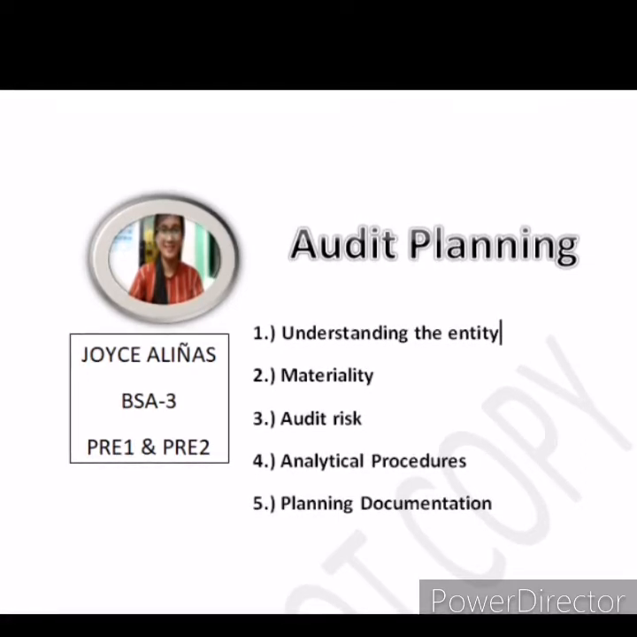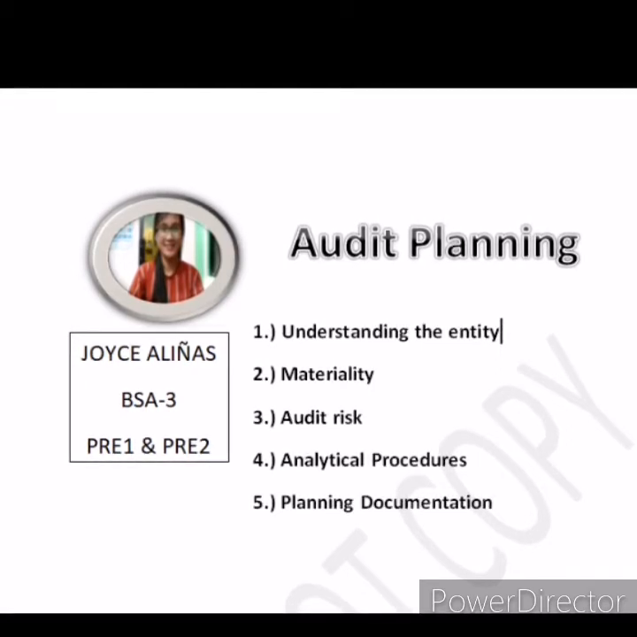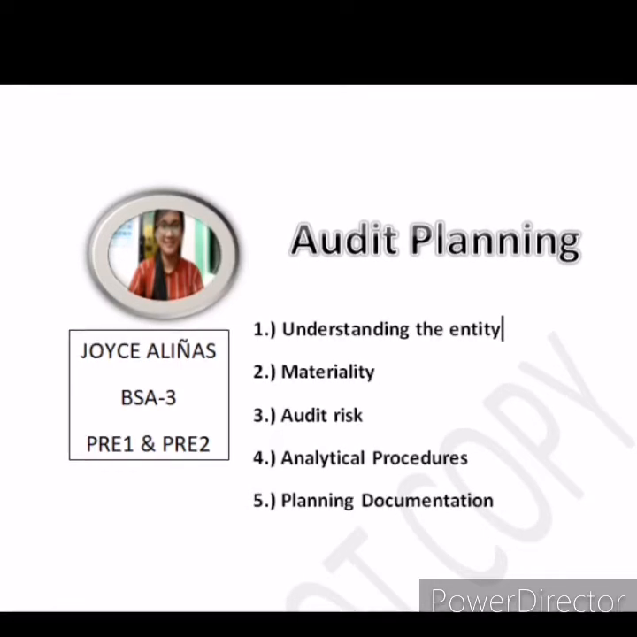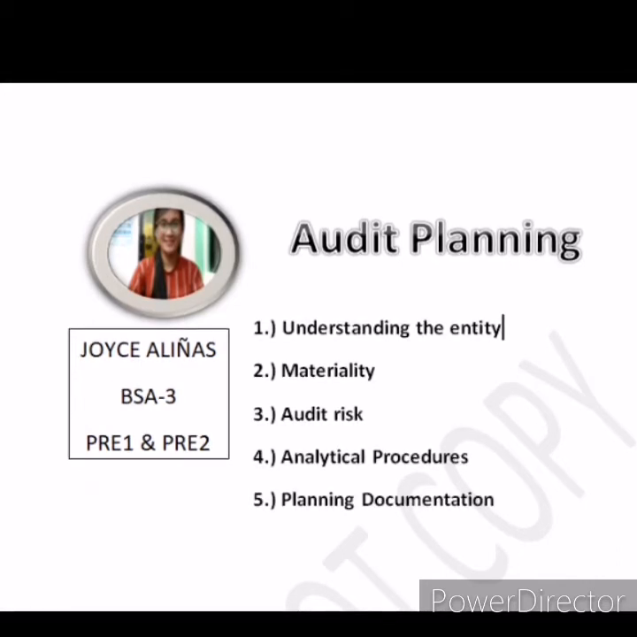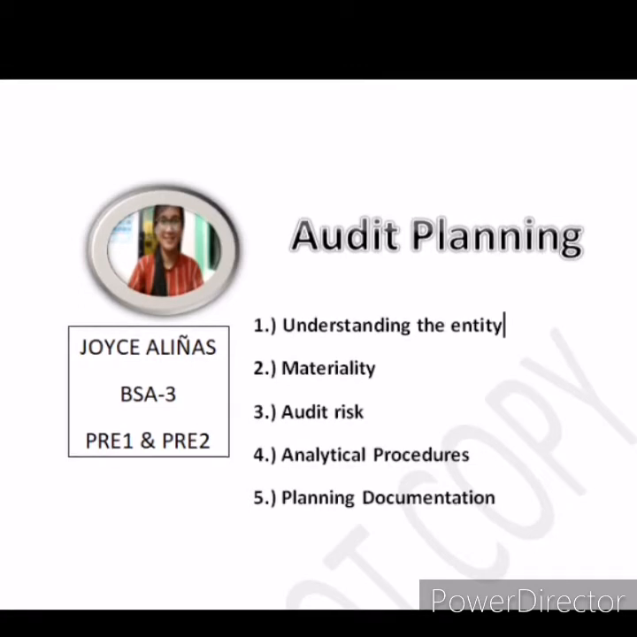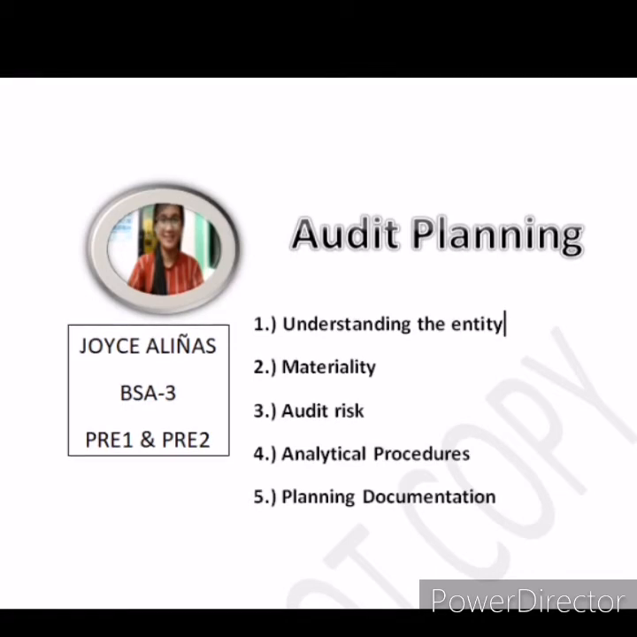The third concept under audit planning is audit risk. Audit risk is the risk that an inappropriate audit opinion is issued. There are 2 types of audit opinion. The clean opinion or unqualified opinion, where the FS are fairly presented and free from error or fraud, but not 100%, only reasonable assurance. The second type is the unclean opinion or qualified opinion, which covers the adverse, qualified, and disclaimer opinions of an auditor.